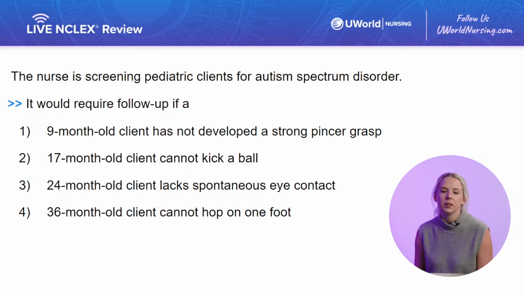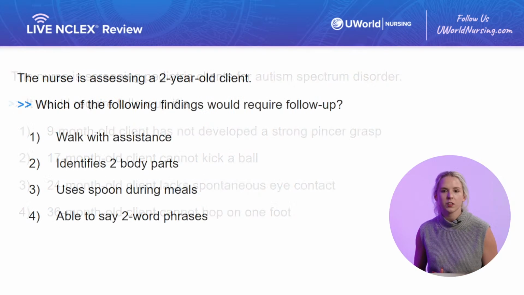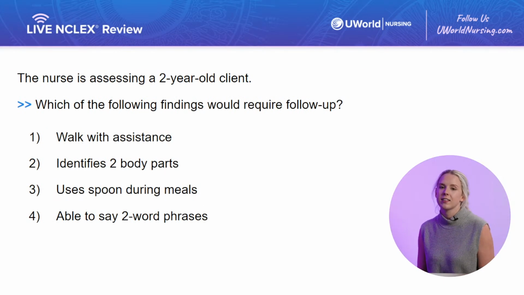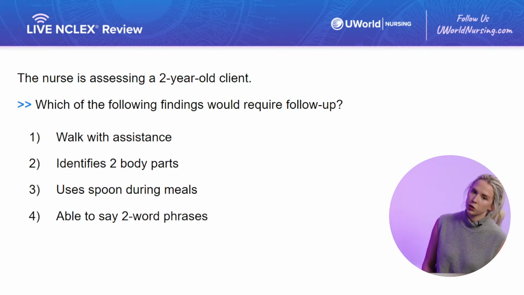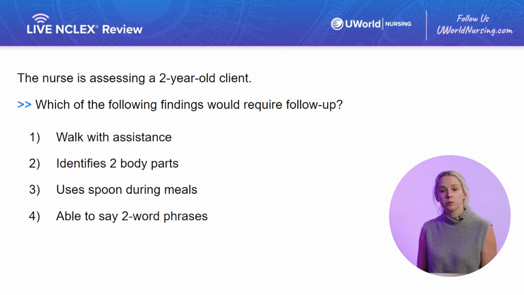Alrighty, question number 2. Let's look at what we have here. The nurse is assessing a 2-year-old client. Which of the following findings would require a follow-up? Option 1 is walks with assistance. 2 is identifies 2 body parts. 3 uses a spoon during meals. And 4, able to say 2-word phrases.